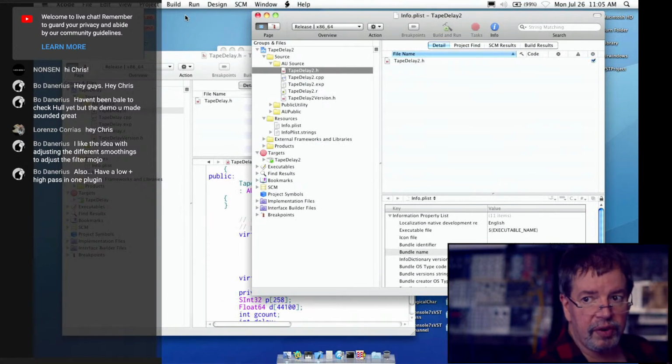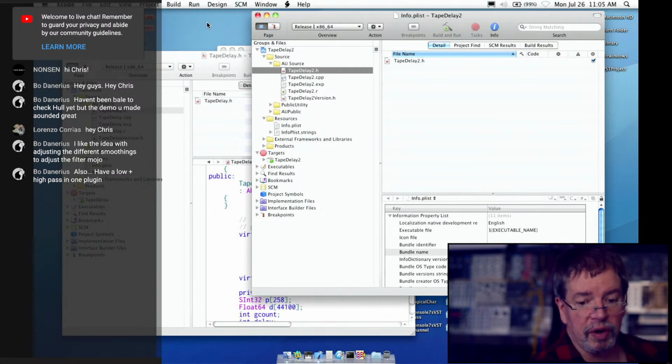Yeah, as far as having a low and high pass in one plugin, what I'm actually thinking about, Bo, is I feel like the stuff that I learned with Hull and those particular filters would be well suited to making into a simple 3-band EQ.